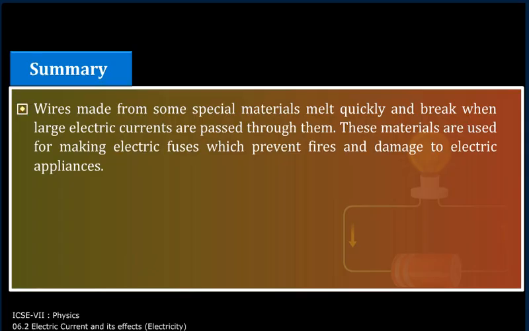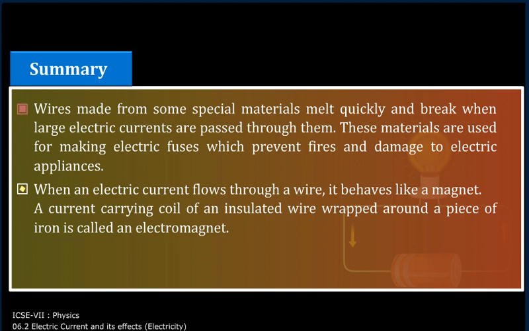Summary. Wires made from some special materials melt quickly and break when large electric currents are passed through them. These materials are used for making electric fuses which prevent fires and damage to electric appliances. When an electric current flows through a wire, it behaves like a magnet. A current-carrying coil of an insulated wire wrapped around a piece of iron is called an electromagnet.